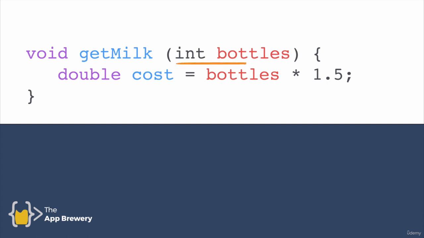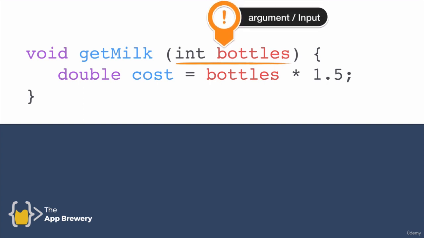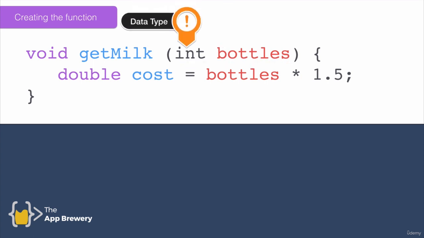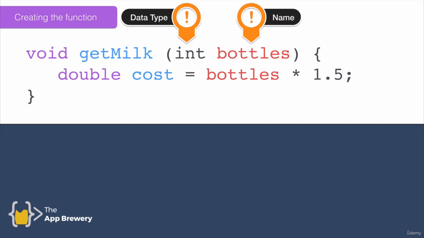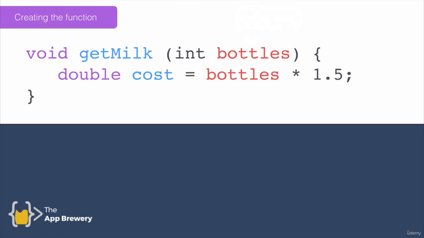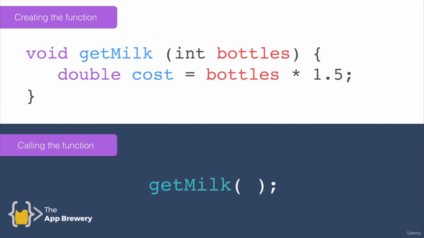Basically, we now have this input, or some might call an argument, and this is something that will modify the functionality of this function. But there's 2 important parts to this. And one is you have to specify the data type that goes into this function. And you also have to give it a name so that you can refer to it when you need it inside the curly braces of this block of code. Now, when you call the function, it also looks a little bit different. We still call it by its name, but inside the parentheses, instead of having an empty set of parentheses, we give it an input. So let's say we want to get 2 bottles of milk.